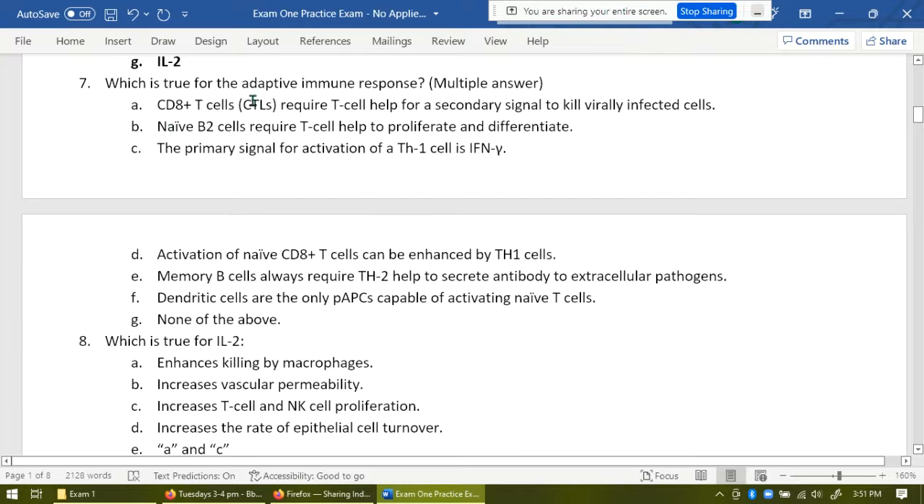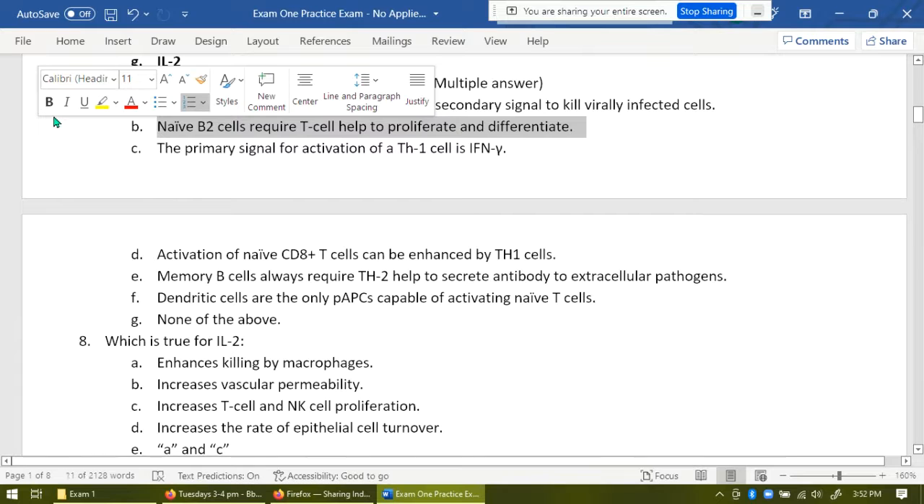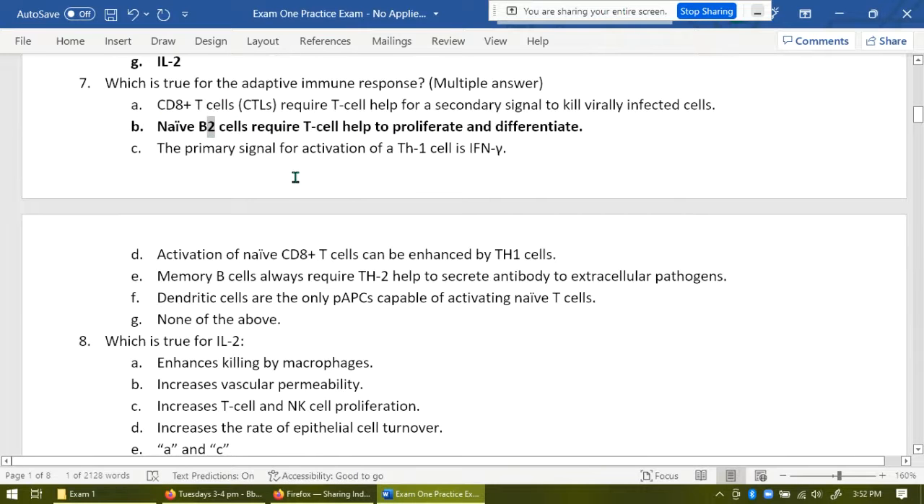CD8 positive T cells, or CTLs, require T cell help for a secondary signal to kill virally infected cells. This is not true. CD8 cells don't require B7, and they don't require cytokines in order to go into a tissue and kill a virally infected cell. They already received B7 in the lymph node from dendritic cells, so that one's not true. Naive B2 cells require T cell help to proliferate and differentiate. That one is generally true. Notice that says B2 cells, so these are not your weird B1 cells. These are your classical B2 cells. Yep, to proliferate and differentiate, they require T cell help, generally speaking.